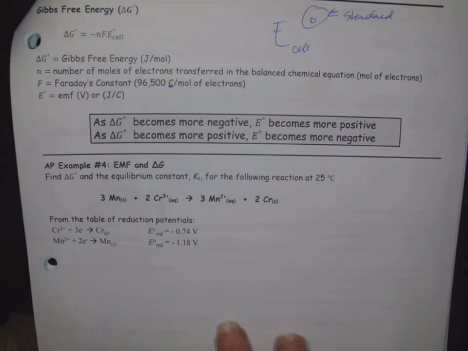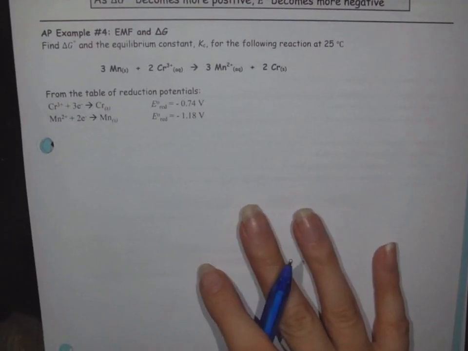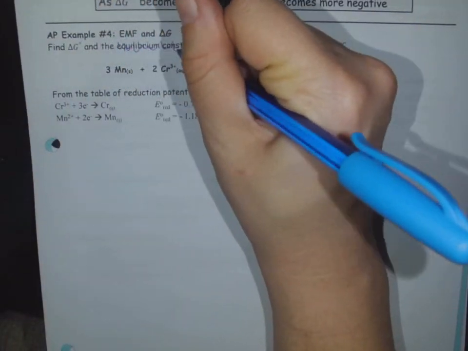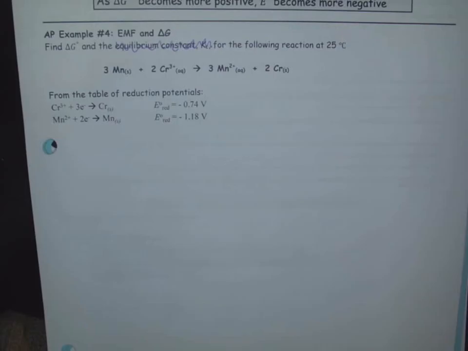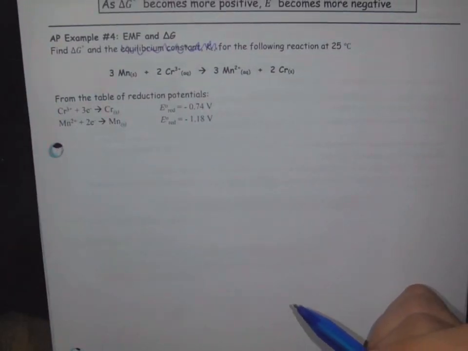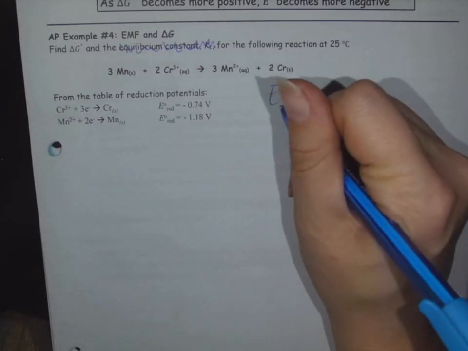All right, great. We're going to find delta G and the equilibrium constant. Actually, we're not going to do that part because it's no longer part of the course. You don't have to do those calculations anymore, but we are going to do these delta G calculations for the following reaction. So I have this reaction here, but how many electrons are actually transferring for this reaction? And we also need to know what the E cell is.